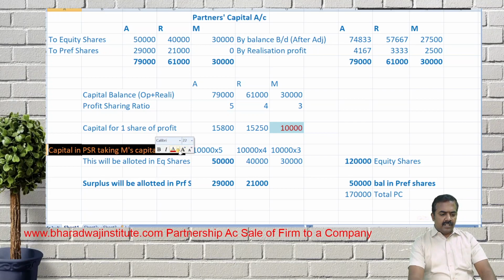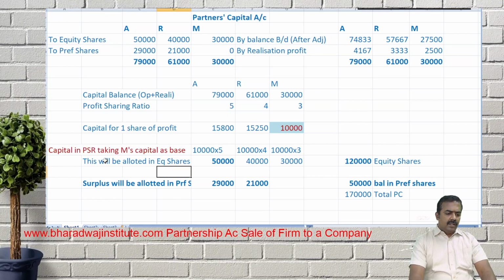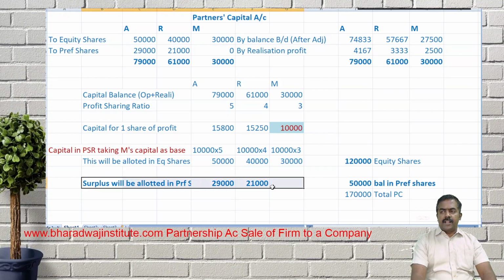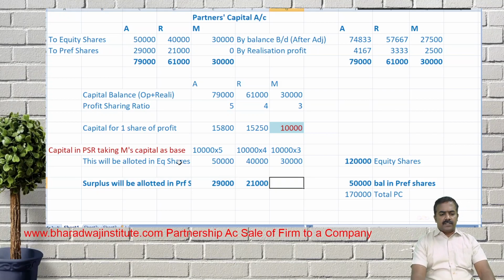Capital and profit sharing ratio, taking M as a base because he is the lowest one. The others are worked out on that base. 50, 40, 30. This will be allotted in equity shares. The surplus will be allotted in the form of which one? Preference shares.